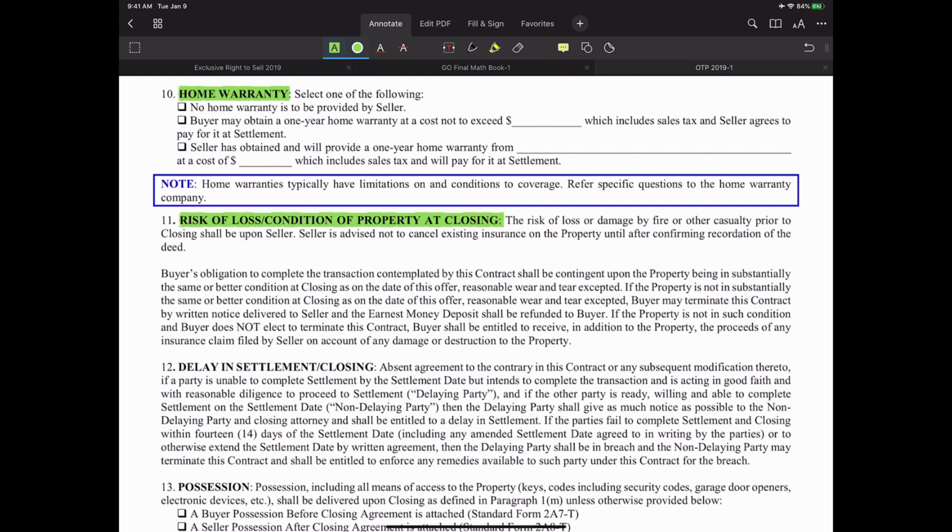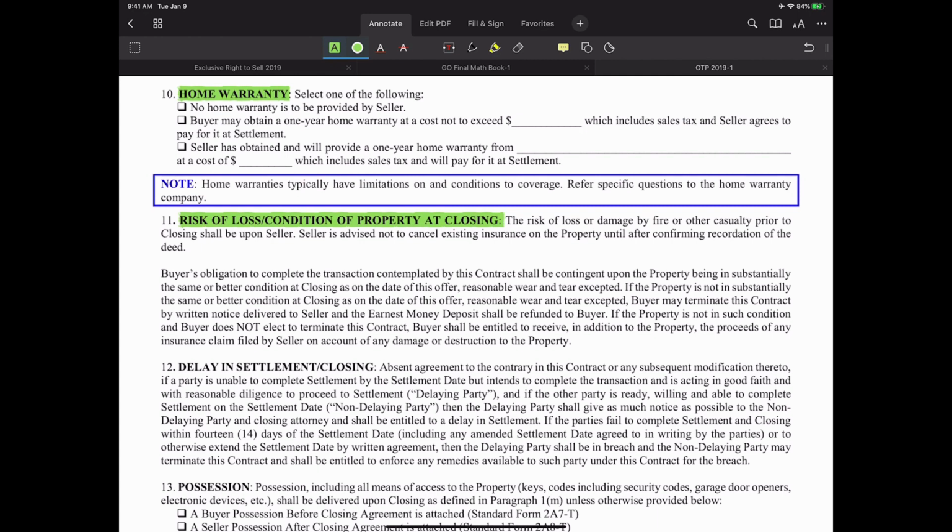What if the buyer moves in early, a buyer possession prior to closing? The seller's still responsible. The contract says so. What if the seller stays in the property after closing, a seller possession after closing? Well, at closing, possession changed, so the buyer would now be responsible. It's not something we want to take lightly.